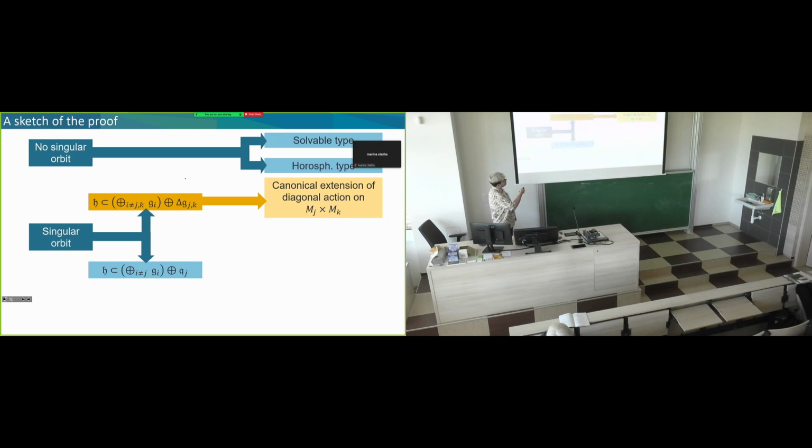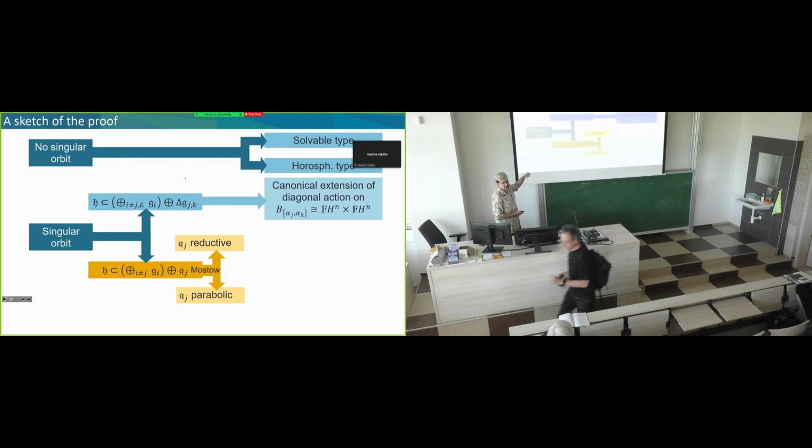In fact, the canonical extension of this action of this diagonal group turns out to have the same cohomogeneity as the rank of each factor. So this is where we get our hyperbolic spaces. It can be complex, real, quaternionic, or whatever. In the second case, we have to differentiate two cases.